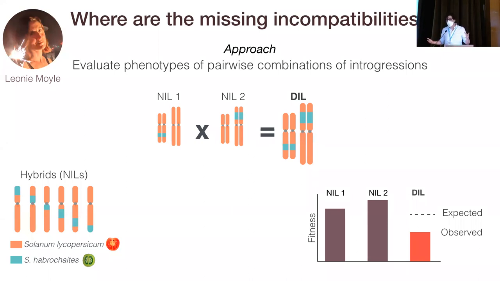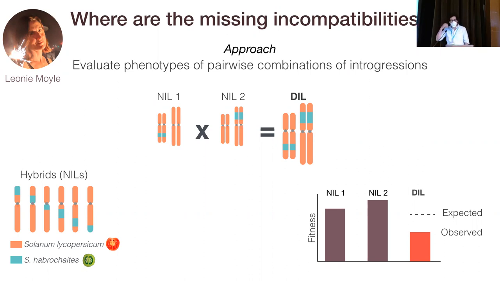It's basically a collection of hybrids that are mostly Solanum lycopersicum, so domesticated tomato, but they have little chunks of the genome of another species, Solanum habrochaites, introgressed in it. So we have a representation of the whole genome of one species in homozygote form on the other background. We took pairs of those NILs and put them together into DILs, double introgression lines, and we phenotyped both the NIL parents and these DIL daughter lines, and compared their phenotypes with respect to the expectation based on additive effects of each one of these introgressed loci.